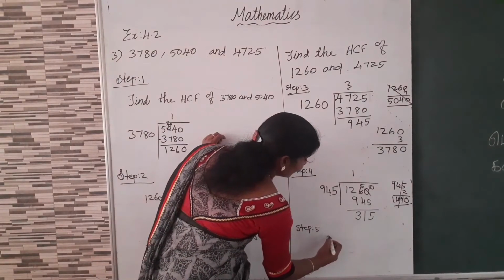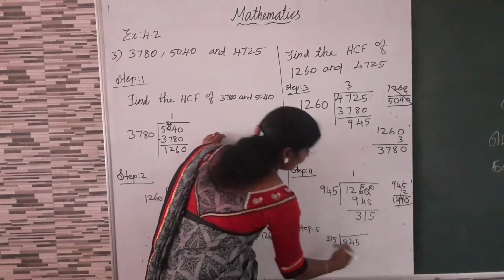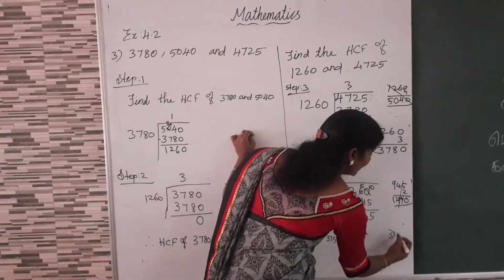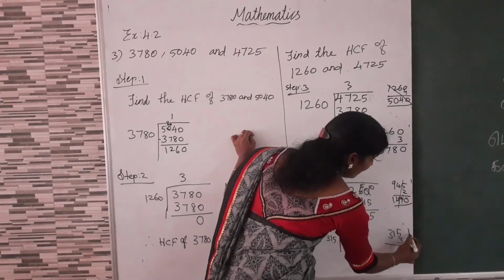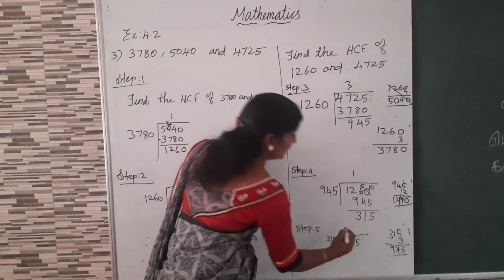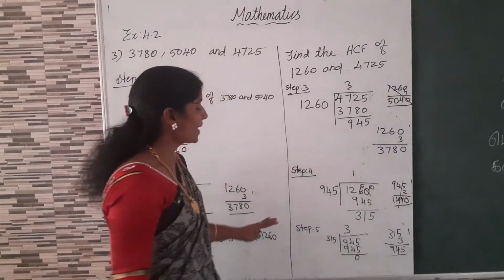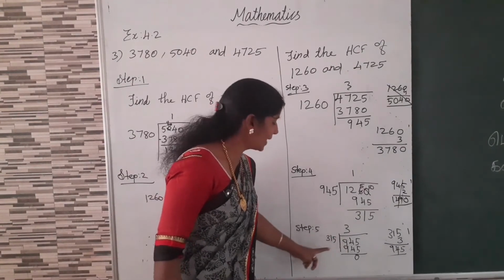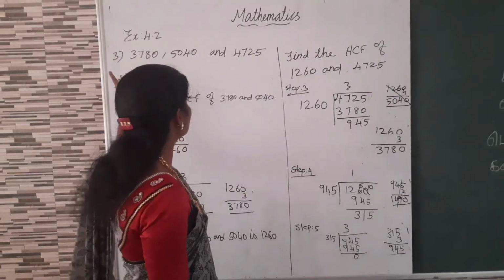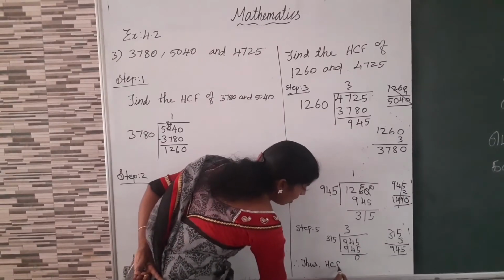Step 5. Now the remainder is the new divisor, 315. Now that old divisor is the new dividend, so 945. Now 315 we can say 3 times. 5 threes are 15, 1 balance, 1 into 3, 3, 3 plus 1, 4, 3 threes are 9. 945, 3 times. Remainder is 0. Now we can stop. The last divisor is 315. So the HCF of these three numbers is 315. Okay. So we can write, thus the HCF of the numbers.